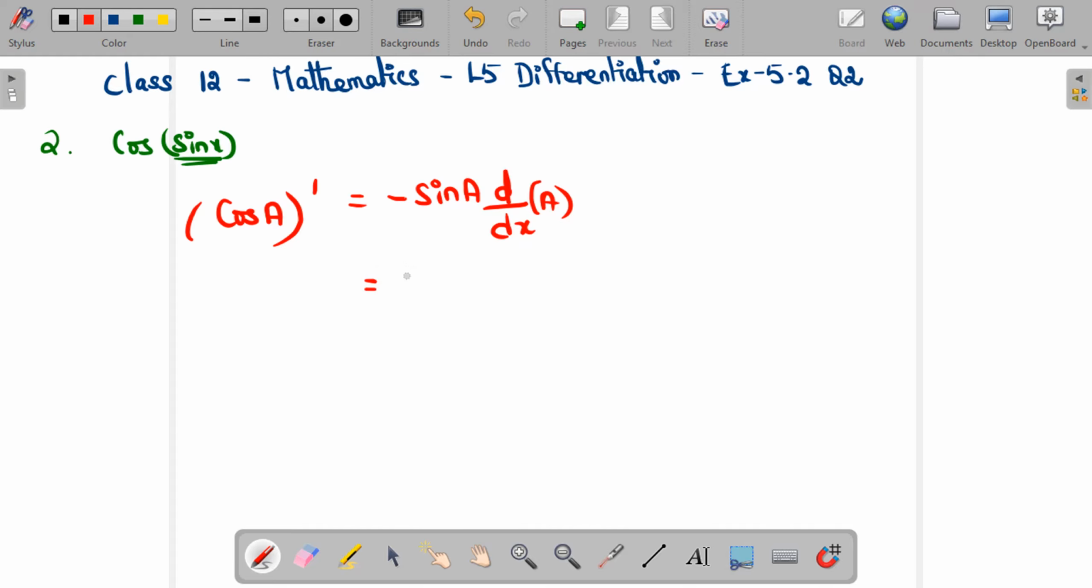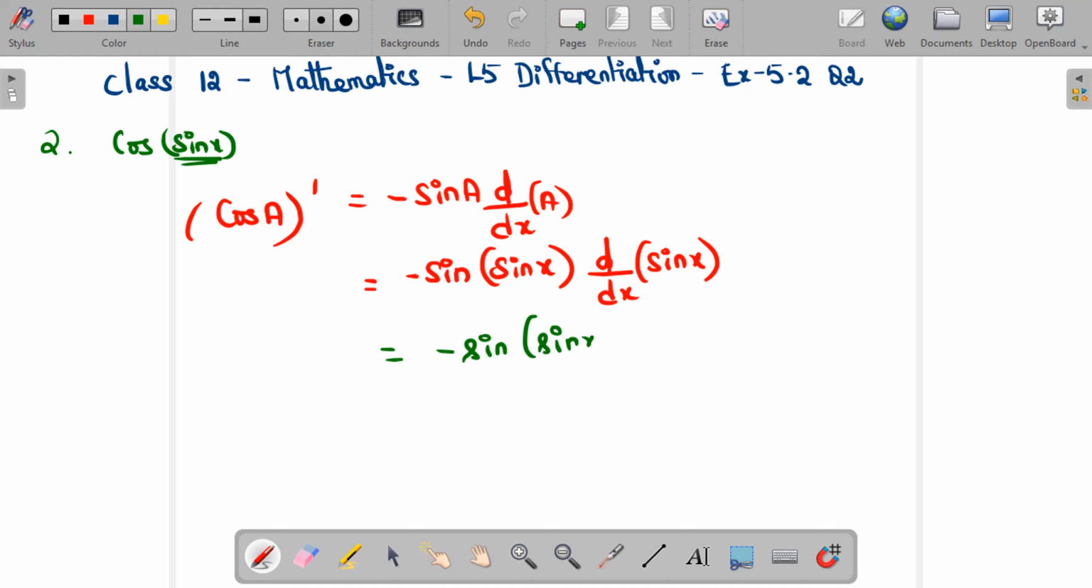So now back to the question. So minus sine of, inside a here it is sin x. So minus sine of sin x into d by dx of sin x. So now we know what is d by dx of sin x. So the answer is minus sine of sin x into cos x. So I can write this cos x before because this seems to be a single function. So minus cos x sine of sin x.